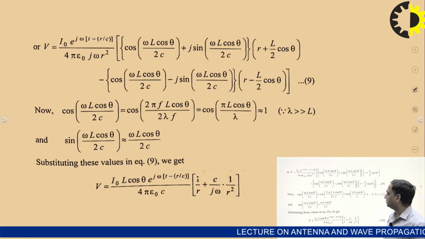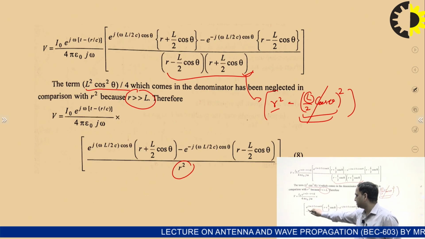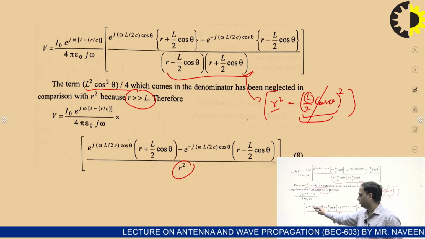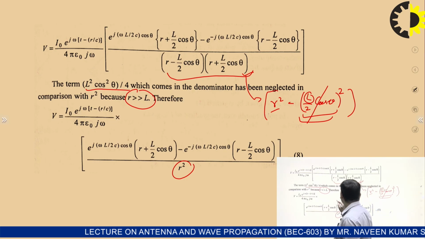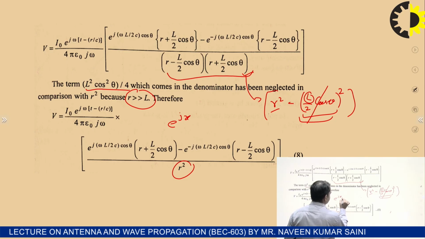But now we are again solving it. How are we solving? We are simply changing e to the power j omega. So this equation we can represent as, we know that e to the power jx is equal to what?